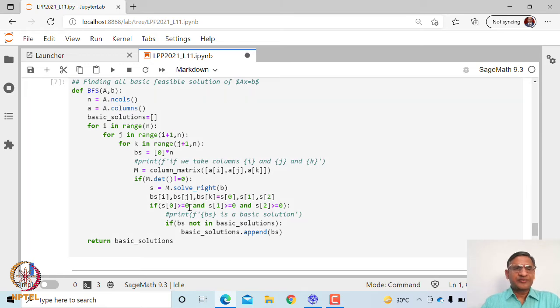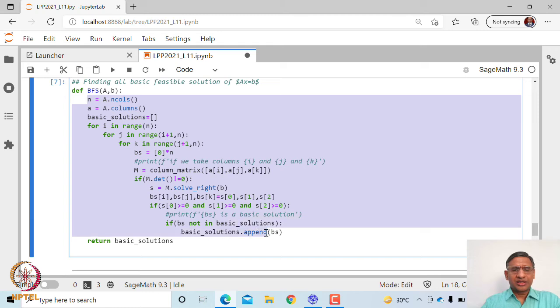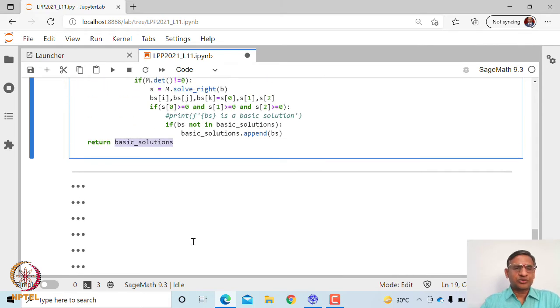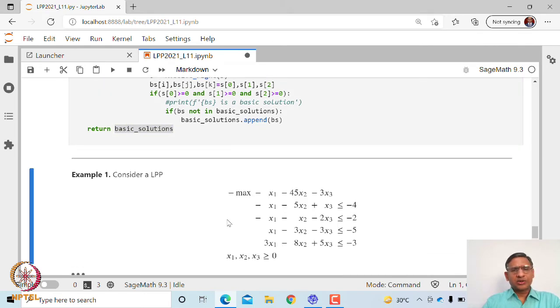For that purpose, we have defined this. This is exactly the same syntax that we defined for finding all basic feasible solutions, except that here I have created it as a user-defined function. So we have returned all the basic solutions, the list of basic feasible solutions. Okay, now let us look at a problem.